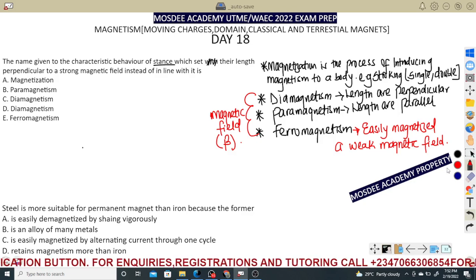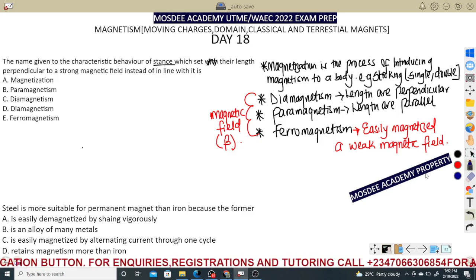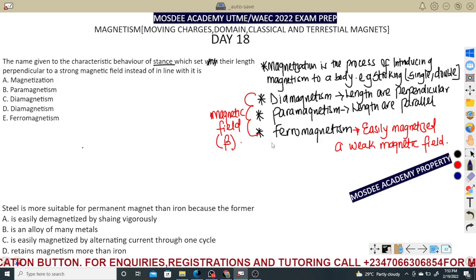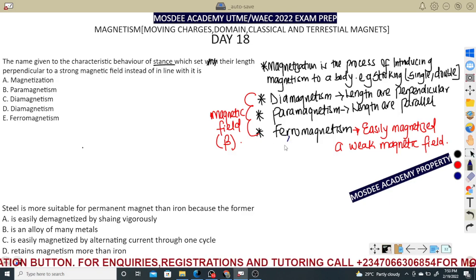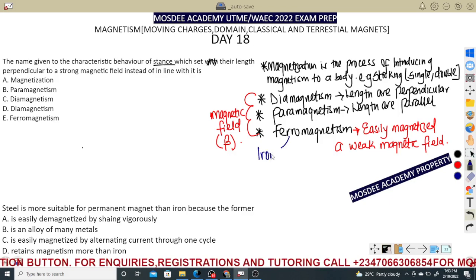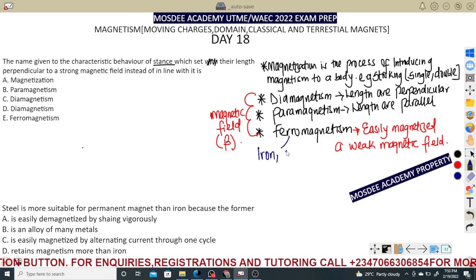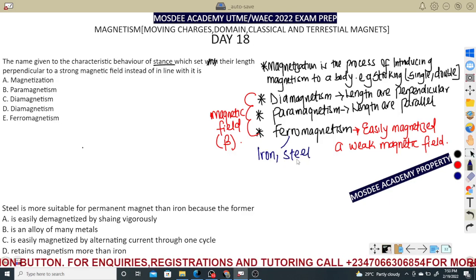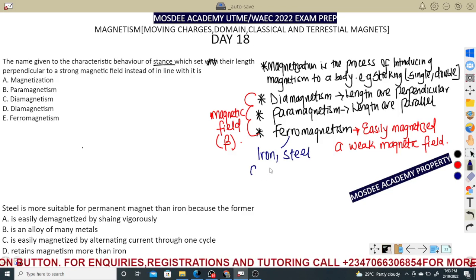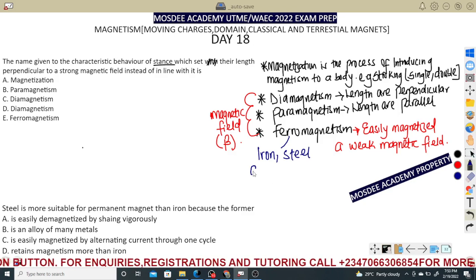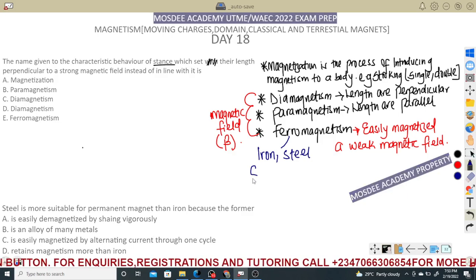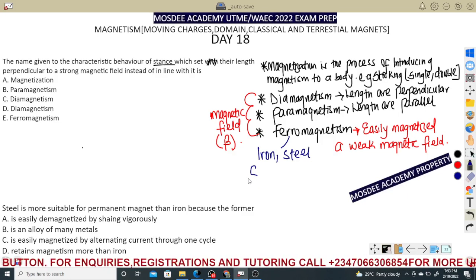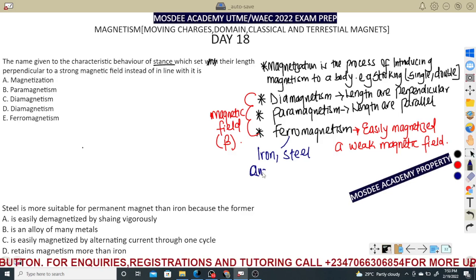The three major ferromagnetic elements that have their temperature above the Curie point are iron, steel, and nickel. Iron, steel, and nickel. So I think I am able to let you understand what you need to know here.